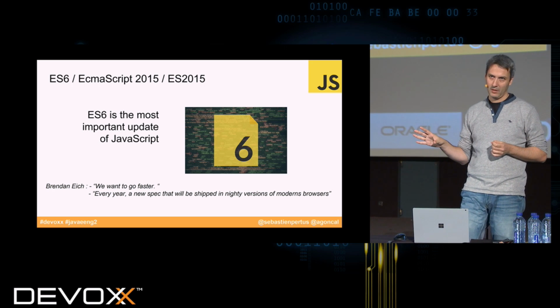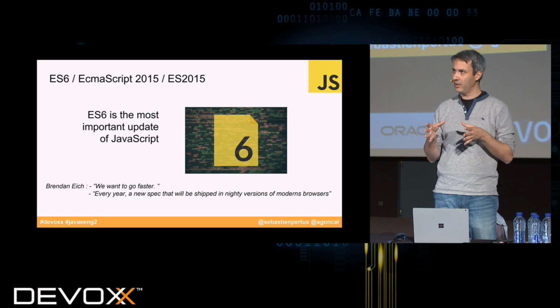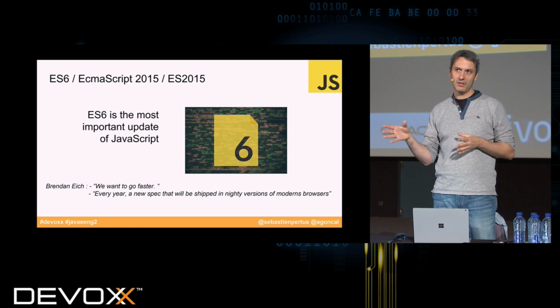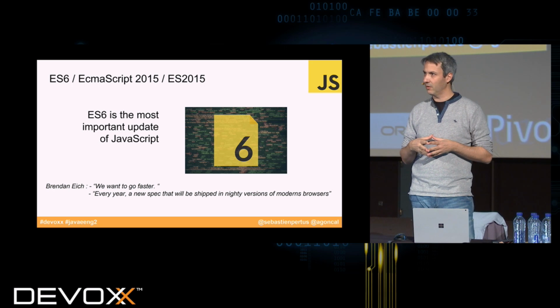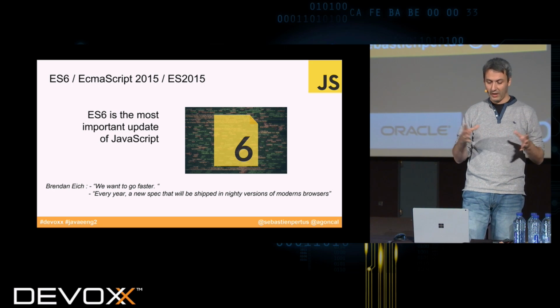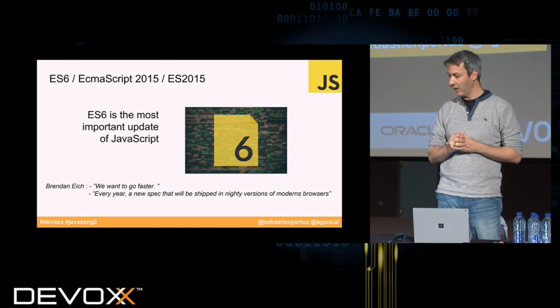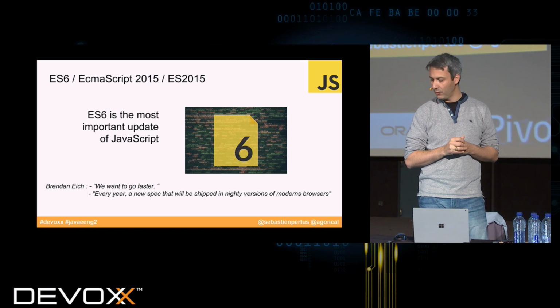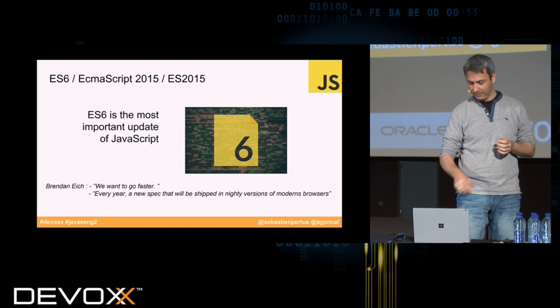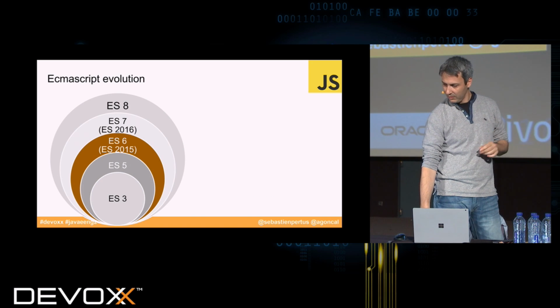spec every year. But when you have a spec, when it's fully implemented, when it's fully ready, the browsers have to implement it, and it maybe takes 1 year, I don't know. So every year you will have a new spec, and every year you will have a new build of your browser to implement it. Okay, just in case, here is the ECMAScript evolution.